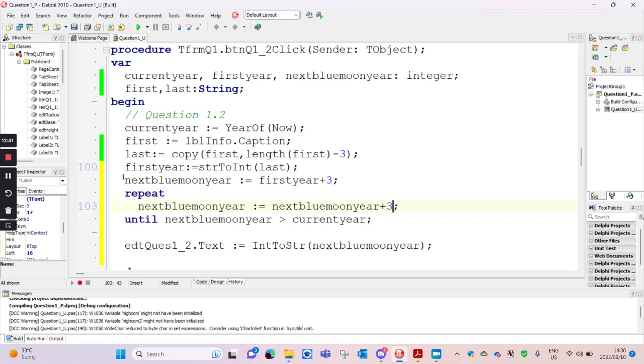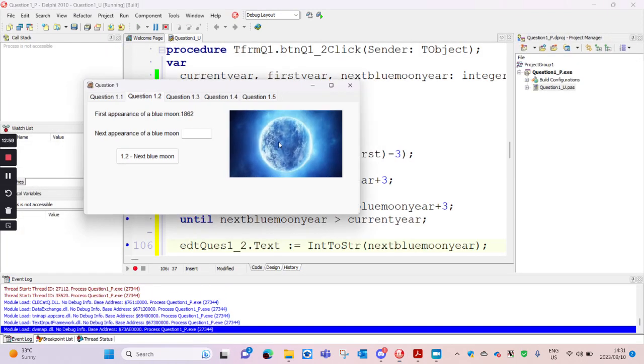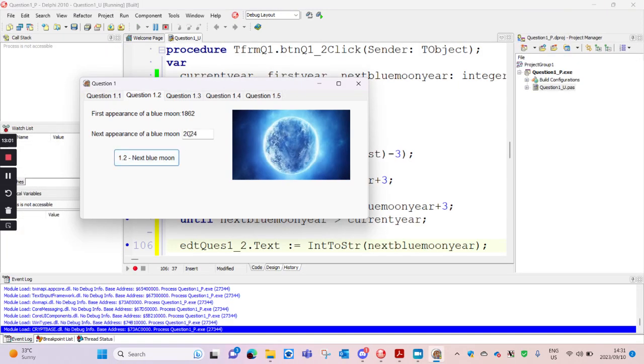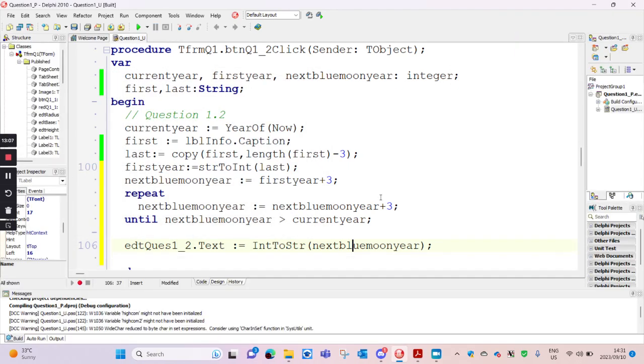You see, so we start our next one at the first year plus 3. So that is the next one. And then we loop through, adding 3 to it every time until that one is greater than the current year. And then we just display it. All right, let's see what it is. 2024. So next year we'll have a blue moon. Fantastic.